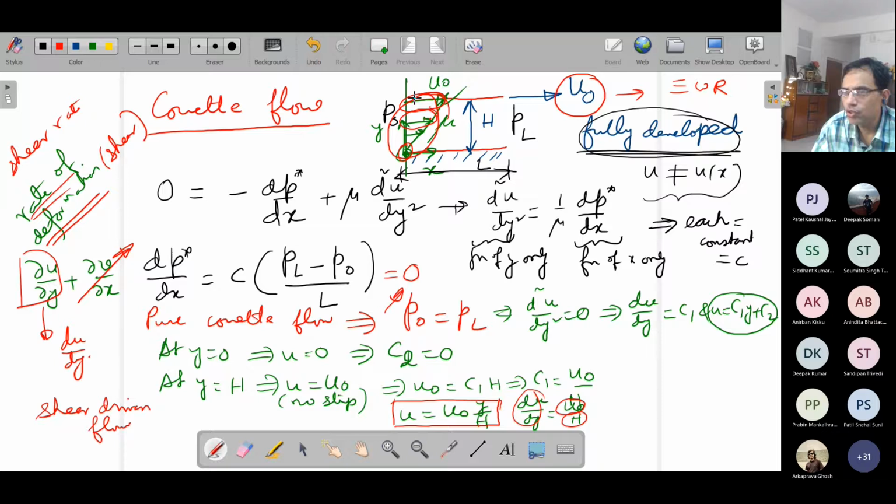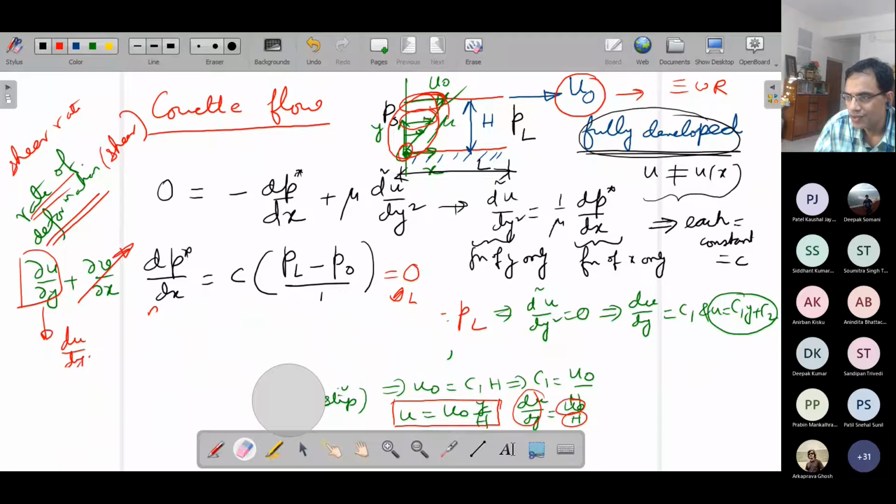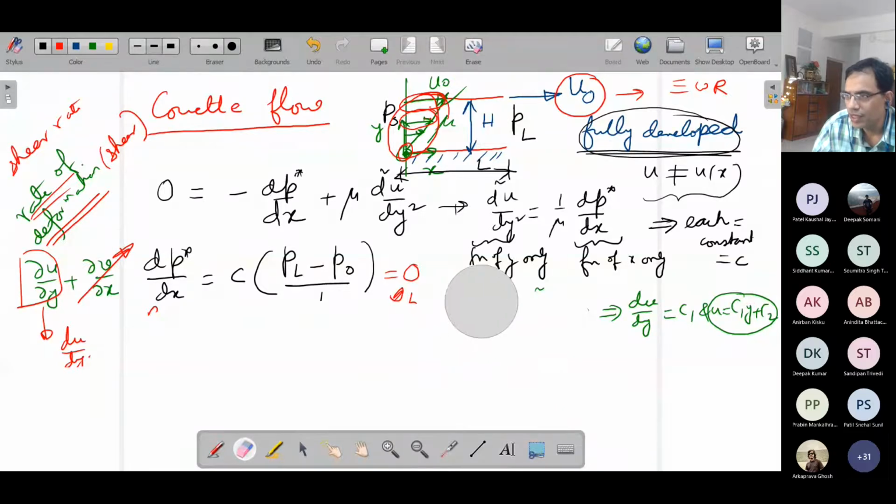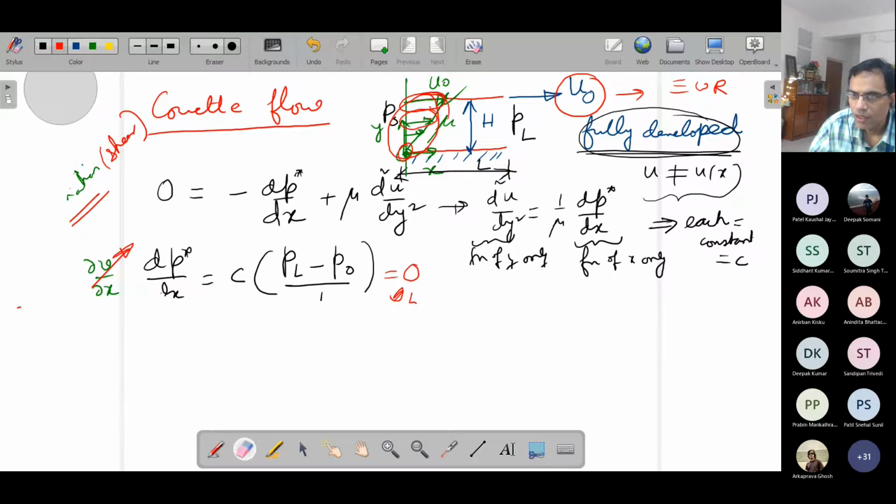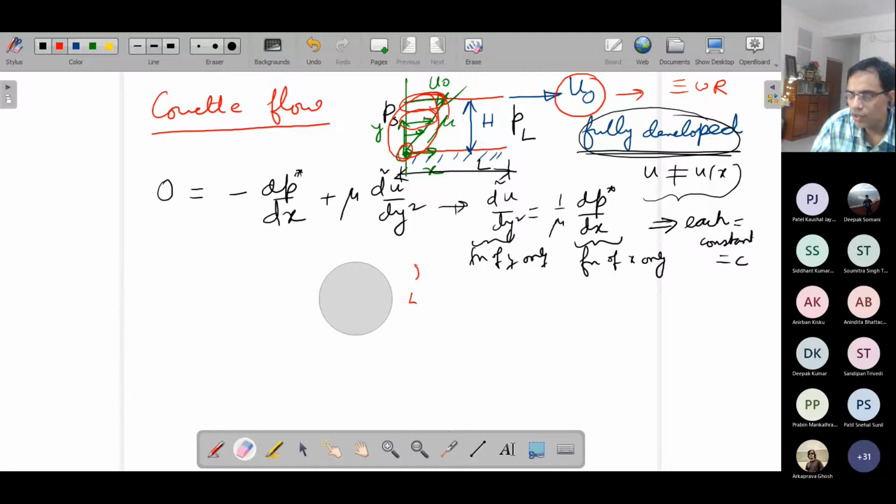So the plane Poiseuille flow that we had discussed is a pressure driven flow. This pure Couette flow is called a shear driven flow. And in reality, you could have a combination. So this pressure gradient, which I have taken as 0, in reality is not necessarily 0. It may be 0 or may not be 0.